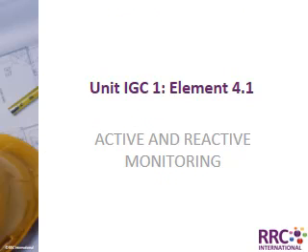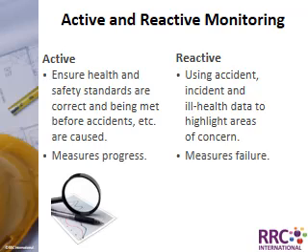The active and reactive monitoring. Health and safety performance should be monitored, and this can be done using various methods that fall into two broad categories: active monitoring and reactive monitoring. The active monitoring is checking to ensure that health and safety standards are correct in the workplace before an accident, incident, or ill health is caused. While the reactive monitoring uses the accidents, incidents, and ill health as indicators of performance to highlight areas of concern.